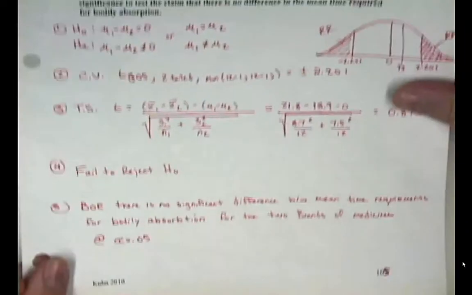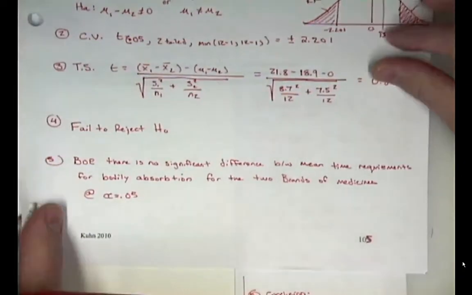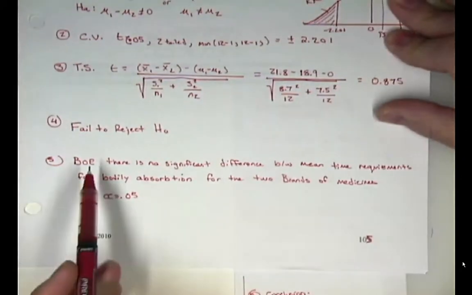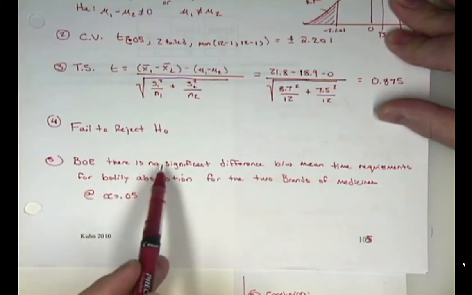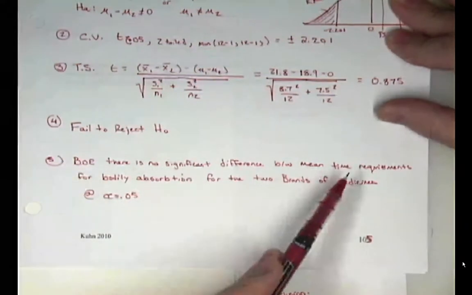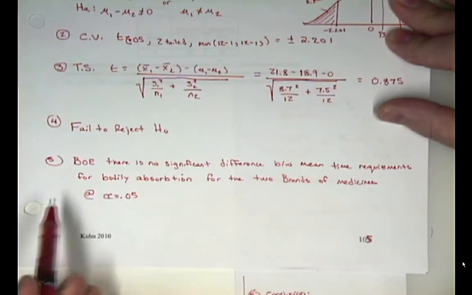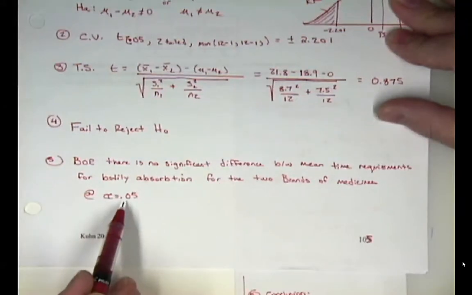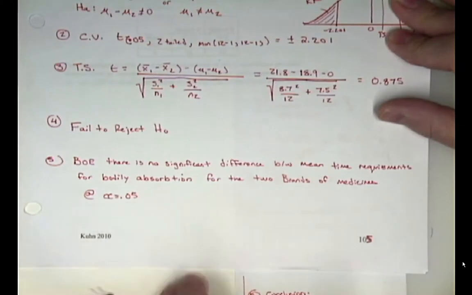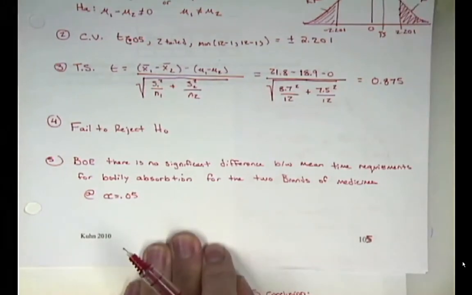Once you've decided your decision, you're going to write a conclusion. I'm going to show you my conclusion from the critical value method because it's the same conclusion. Based on the evidence, there is no significant difference between the mean time requirements for bodily absorption for the two brands of medicines at alpha equals 0.05. And now you're done with your hypothesis test, and you used the p-value method to do it.